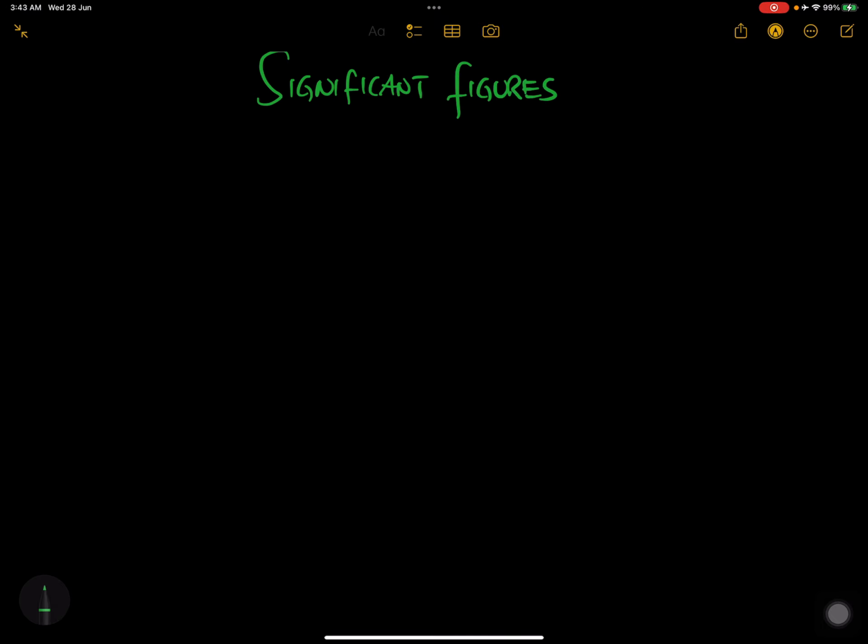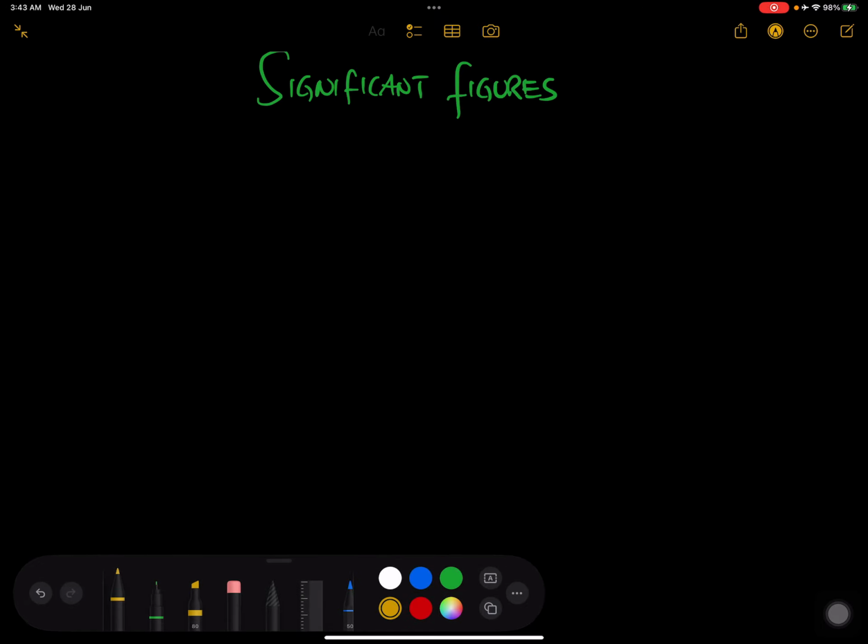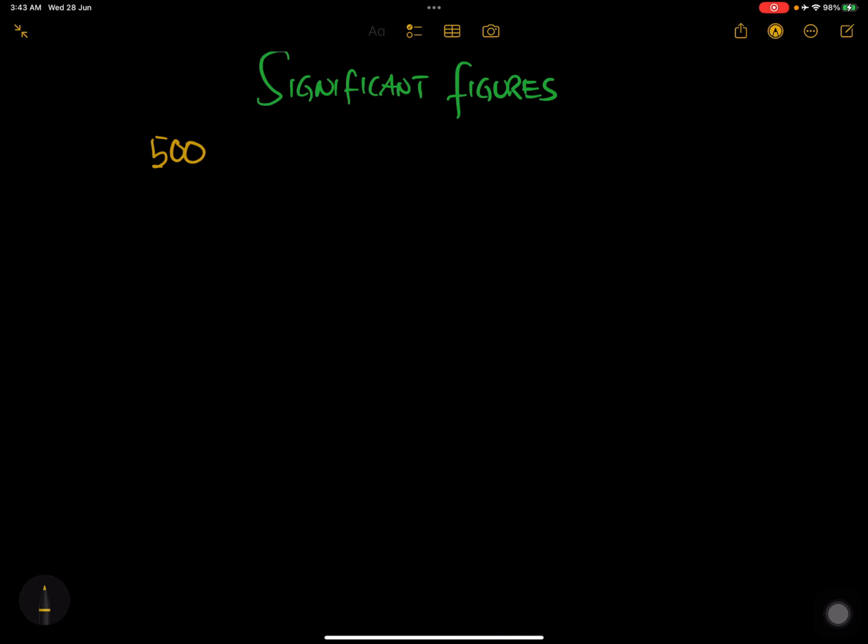So now with significant figures, they're a little different. The difference is that when a number begins with zero, it's insignificant. We don't consider the zeros at all. So let's say that we have this number, for example. Let's say we have 500. This number 500 is considered one significant figure.